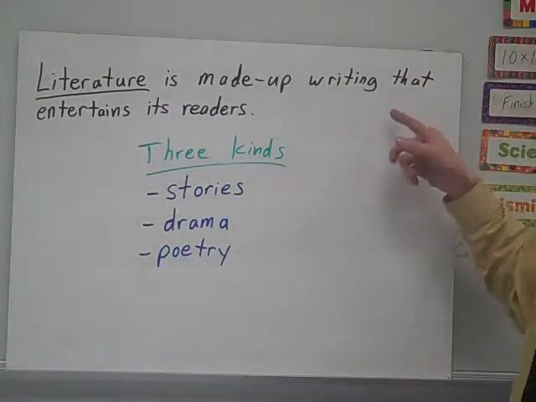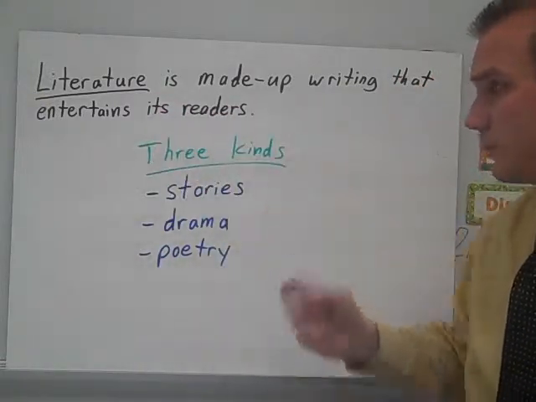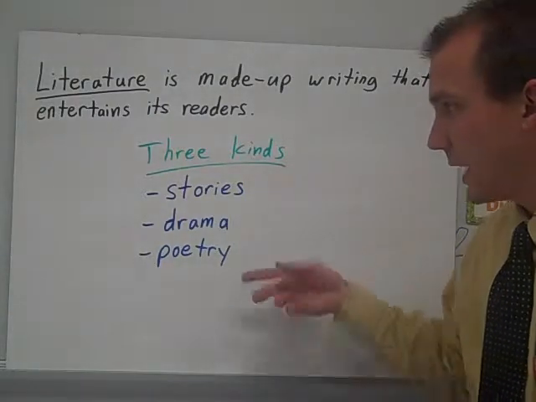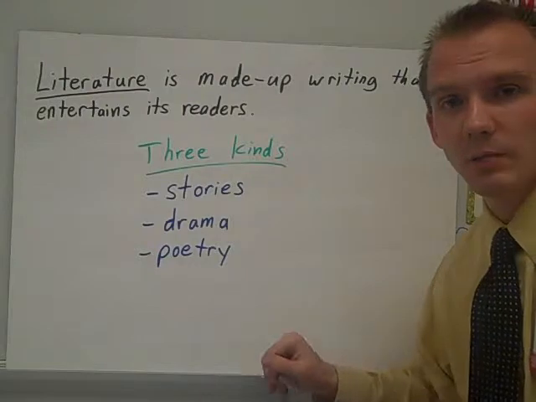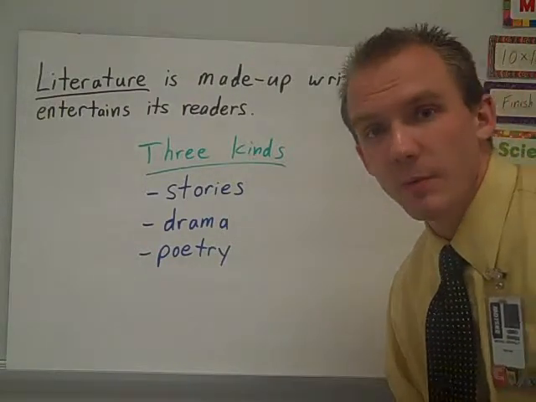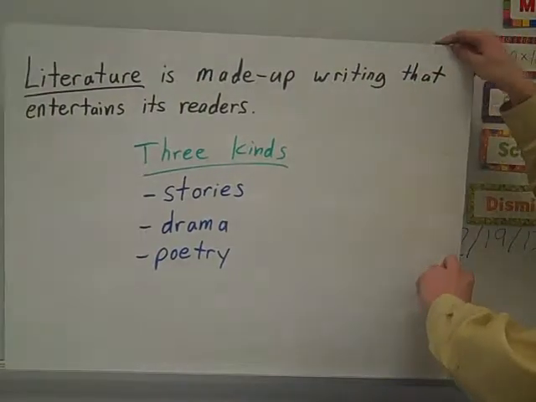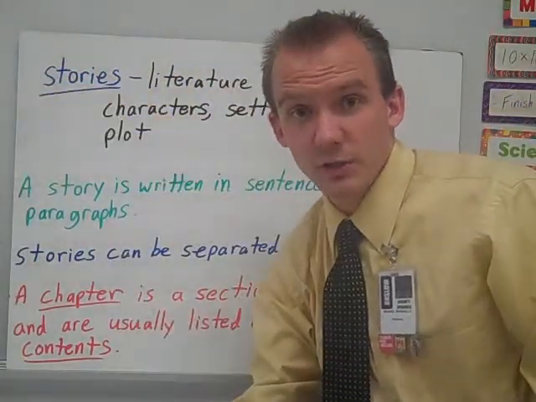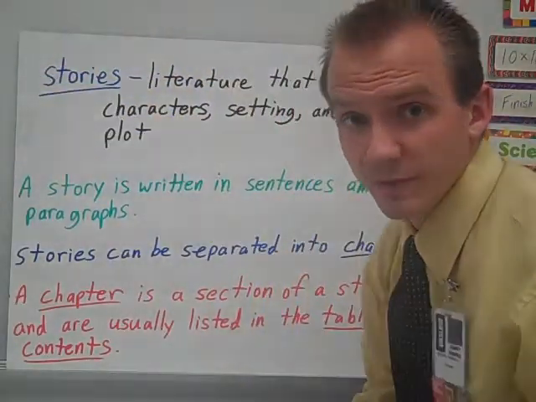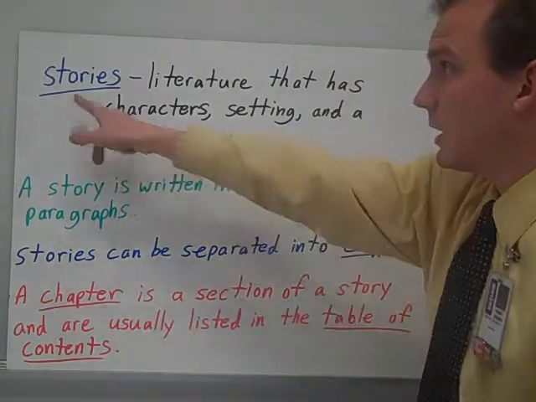Literature is made-up writing that entertains its readers. And there are three kinds: stories, drama, and poetry. Stories are probably the most common kind that you read the most of. It's also called fiction or made-up. These are some types of fiction or literature.